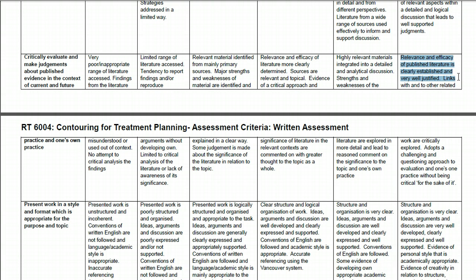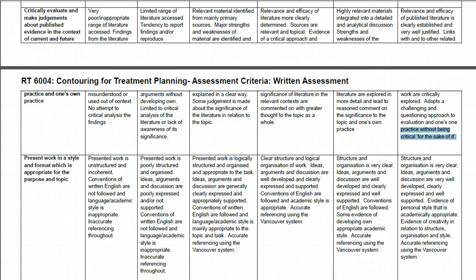Looking for marks towards the 100%, again, the relevance and efficacy of the published literature is clearly established and very well justified. Links with and to other relevant work are critically explored, adopts a challenging and questioning approach to evaluation and one's own practice without being critical for the sake of it. I think that's important throughout the assignment, that you're not being critical of the literature or practice for the sake of it. It needs to be well founded and well supported in the literature.